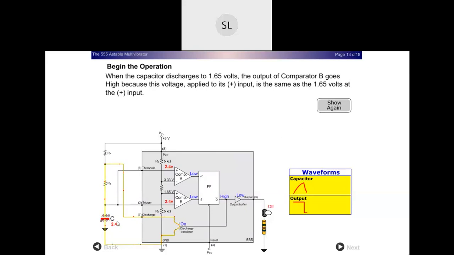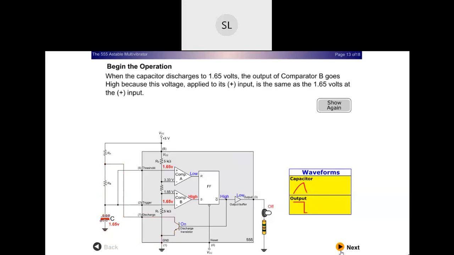Now what will happen? Whatever the capacitor's voltage was, it was 3.33 volts. Now it has started discharging. And now what will happen again? When the voltage across the capacitor reaches 1/3 VCC, the output of the lower comparator will again go high.